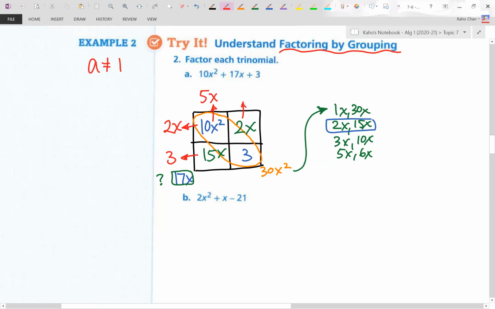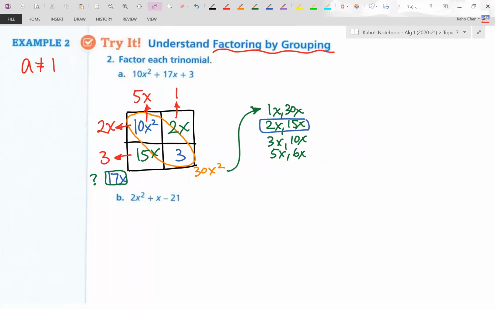And the last column is kind of unusual. You might be thinking, Mr. Chan, there's nothing you can take out from 2 or 3. There's no x's in both of them. So generically, you have to take out a 1, okay? And that's it, ladies and gentlemen. That is your final answer for number 2A. You can always check it. That's okay.